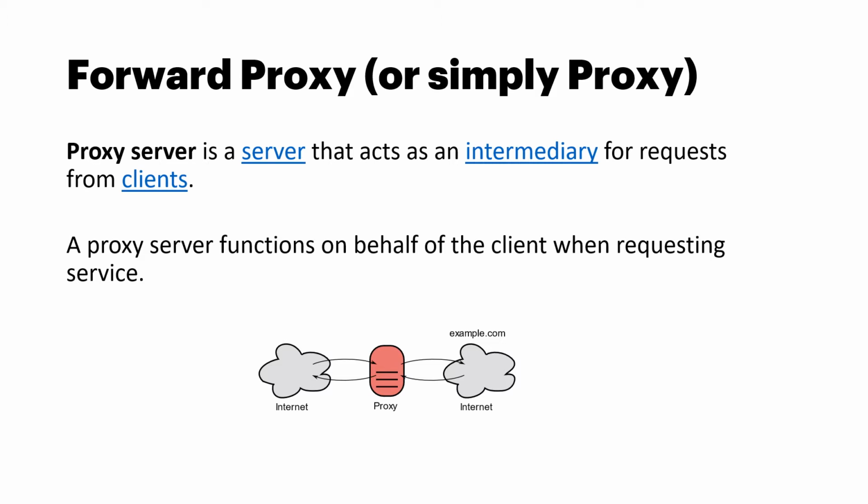A proxy server is a server that acts as an intermediary for requests from the clients. It is an intermediary, meaning that it is routing the request to the actual server. In this case, example.com is the actual server, and the request is being routed via the proxy, which is the intermediary, to the final server, the example.com server. So this is the intermediary which is working on behalf of the client. This is very important, on behalf of the client. The forward proxy works on behalf of the client when requesting a service.